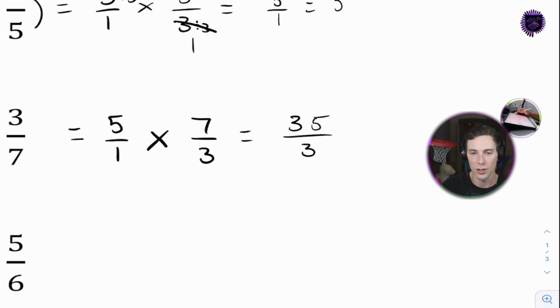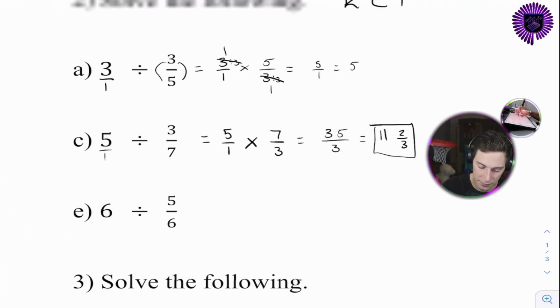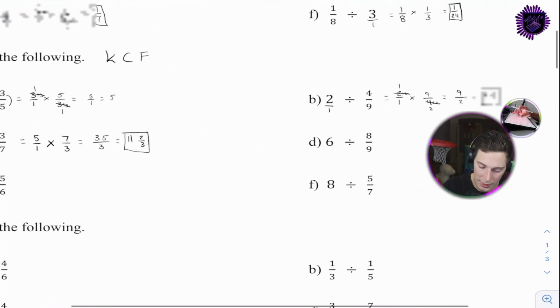No, sorry. We can change that into a mixed number. 3 times 12 would be 36. So it'd be 11 and 2/3. 11 times 3 is 33. Yeah, okay. 11 and 2/3.